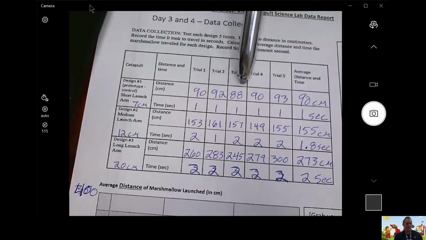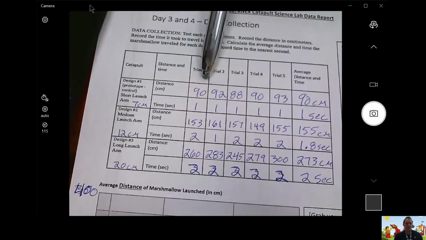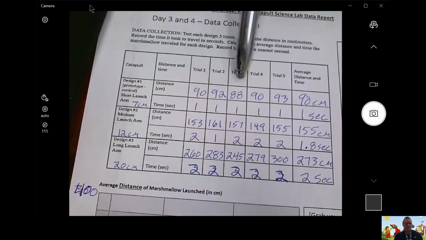I set up my setup conditions. I didn't change around anything. So this is good. If you see numbers that are very close, that's a good thing. If I got numbers that were all over the place, like if I got 90 and then I got 200 and then I got 56, that's telling me something is not right. I'm doing something wrong because the numbers should be pretty close.